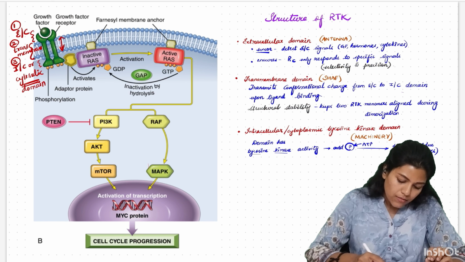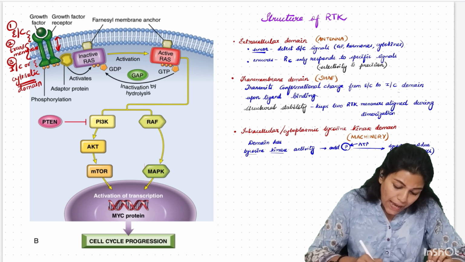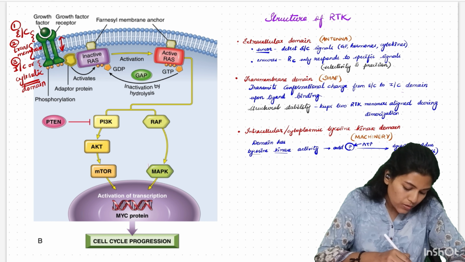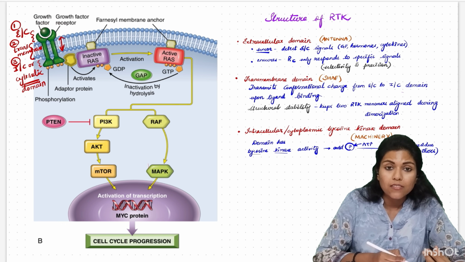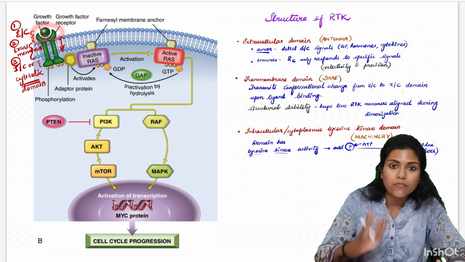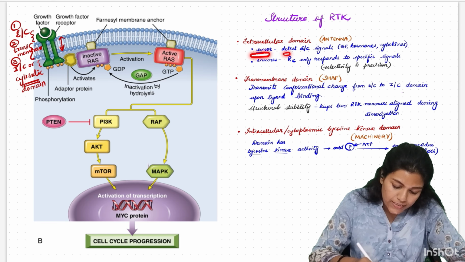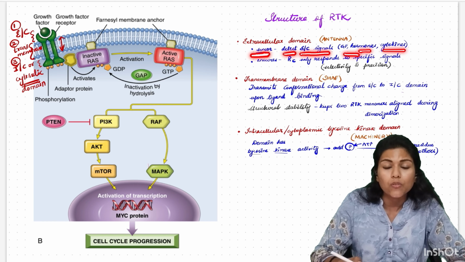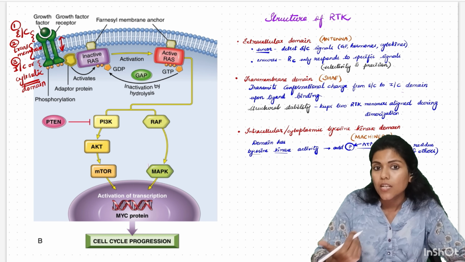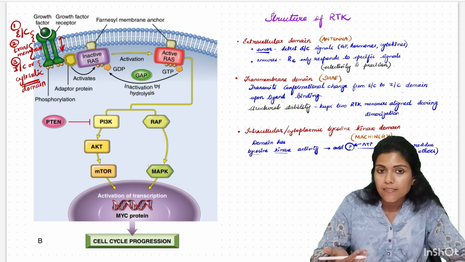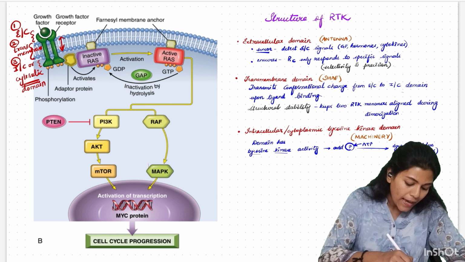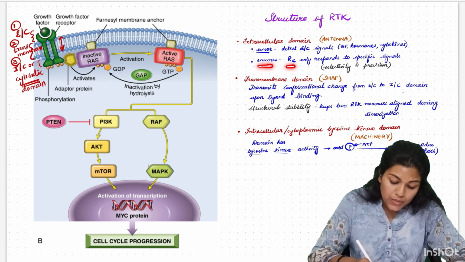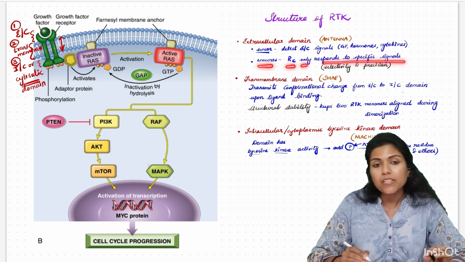This extracellular domain will act like an antenna. Antenna means it will receive the signal. The extracellular domain is the first part to receive that signal. So it will sense and detect extracellular signals like growth factors, hormones or cytokines. Whatever signal is coming from the external environment is first perceived by this extracellular part of the receptor, and it will ensure that the receptor responds only to specific signals.